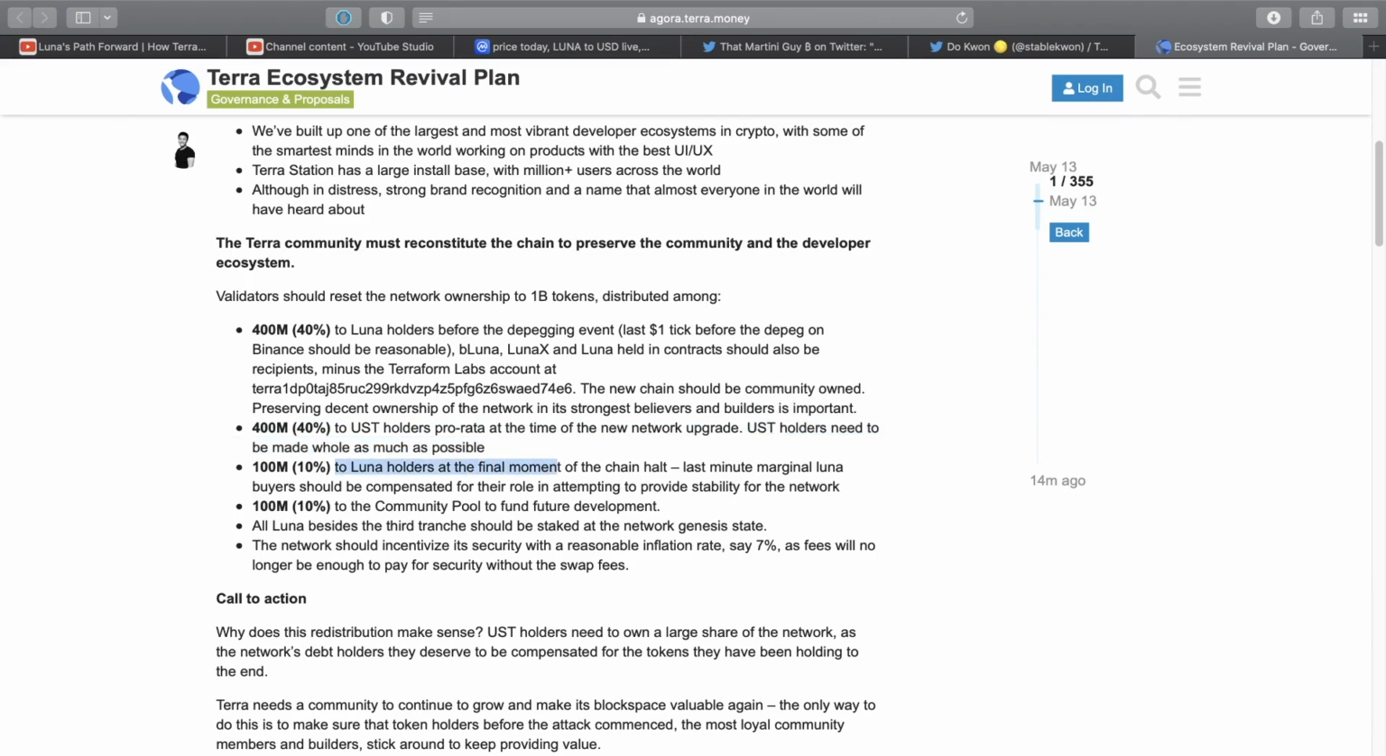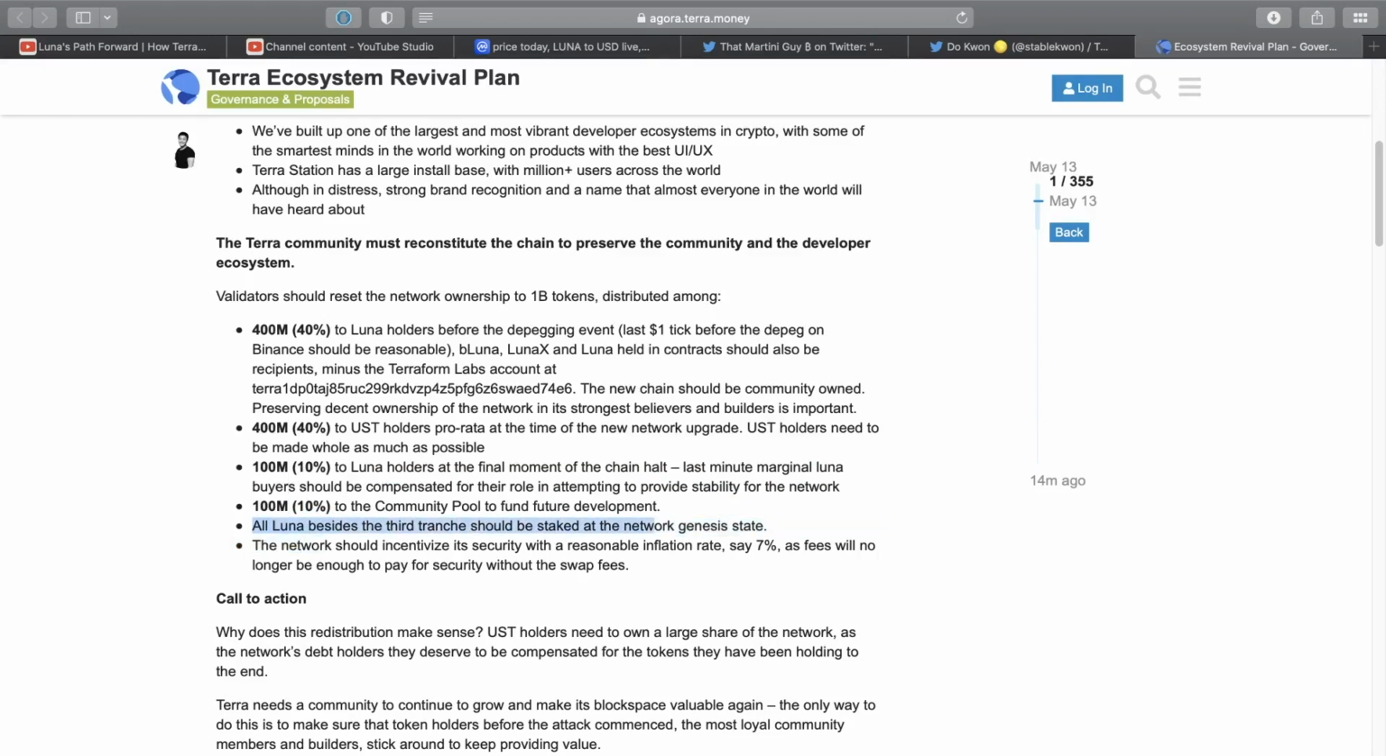10% to Luna holders at the final moment of the chain halt. Last minute marginal Luna buyers should be compensated for their role in attempting to provide stability for the network. These are basically the people who tried to buy. He's basically now talking about the people who tried to buy Luna sub $1 to try to dump it as soon as it reaches like $5. These are people he wants to compensate as well. Another 10% to community pool to fund future development.